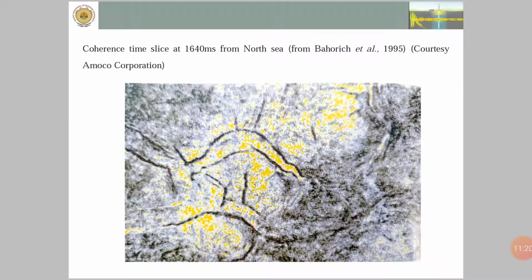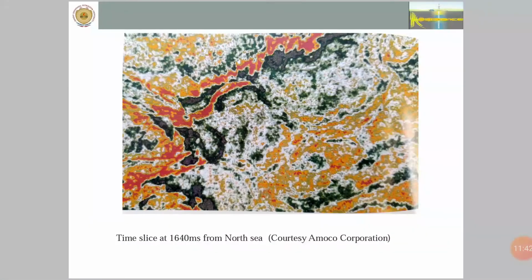Now the coherence time slice at 1640 millisecond from North Sea, we can see the nosing feature once again, but the structural disposition of the four-way closure is not brought out clearly. The fault patterns have been found and microfaults have been identified from the coherence time slice. The time slice at 1640 millisecond from North Sea also gives an understanding of the structural disposition here.